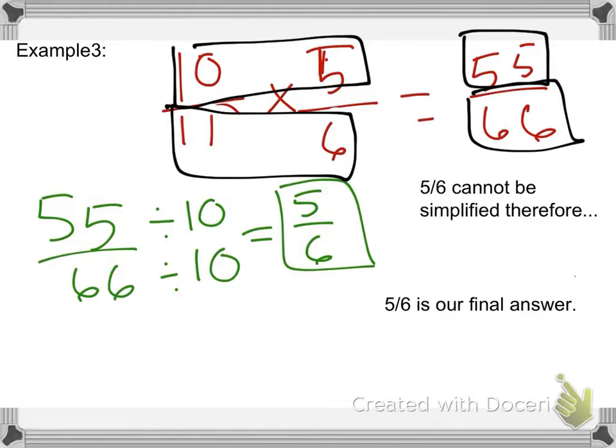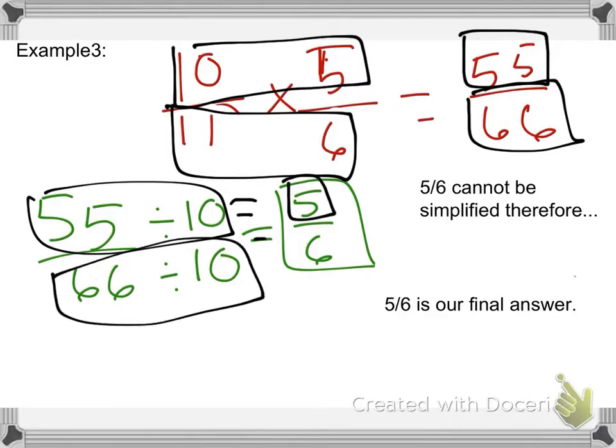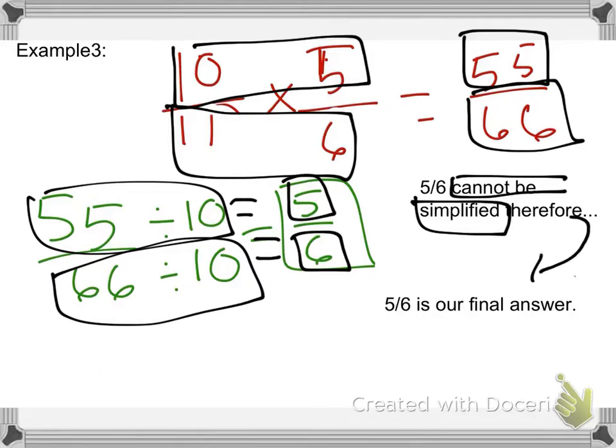However, when we divide 55 and 66, we could divide them both by 11. With 55, we divide it by 11, we get 5. And 66 divided by 11 is equal to 6. 5 over 6 cannot be simplified. Therefore, 5 over 6 is our final answer.